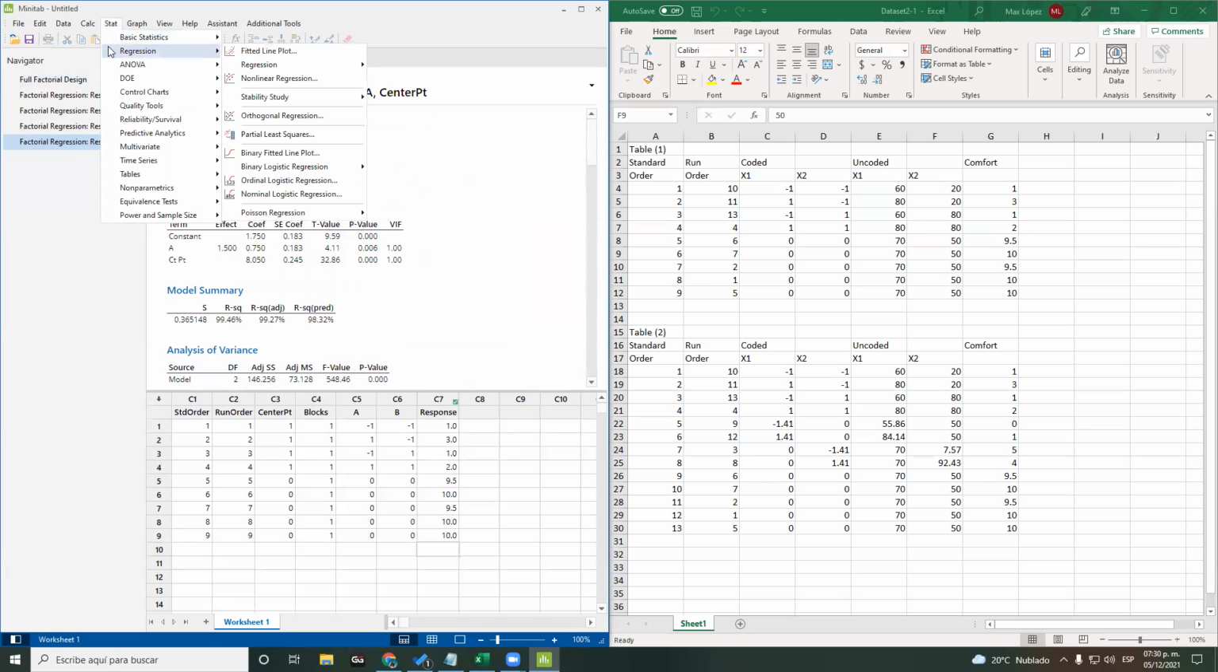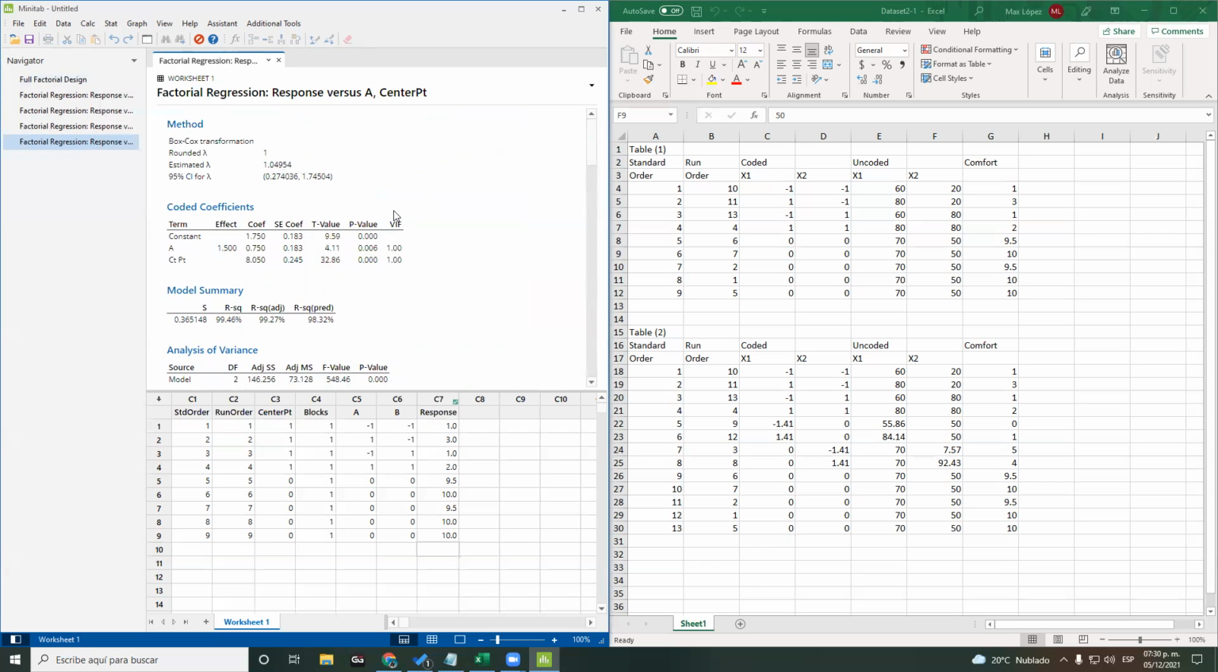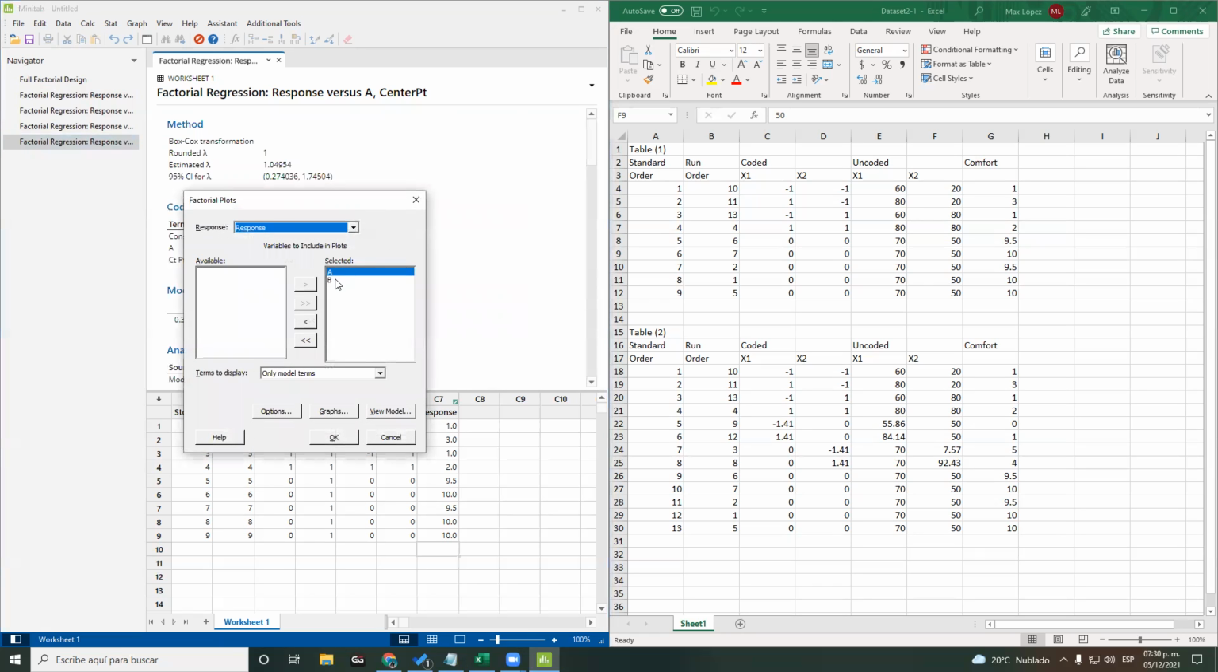So I will run now a factorial plot to see at which level A yields a higher response.